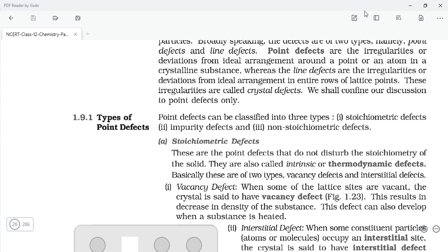They are also called intrinsic or thermodynamic defects. Intrinsic is a new word. Basically, these are of two types: vacancy defects and interstitial defects. First, vacancy defect. When some of the lattice sites are vacant, the crystal is said to have vacancy defect. This results in a decrease in density of the substance. This defect can also develop when a substance is heated.